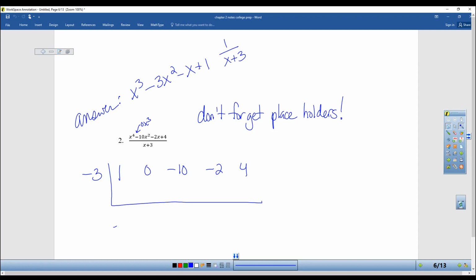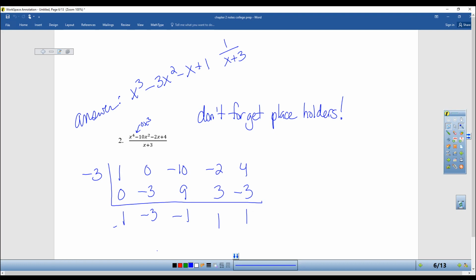And then the pattern is the same. We add, but there's nothing here, so I'm just going to add 0. And then we multiply. Add, multiply. Add, multiply. Add, multiply. Add.